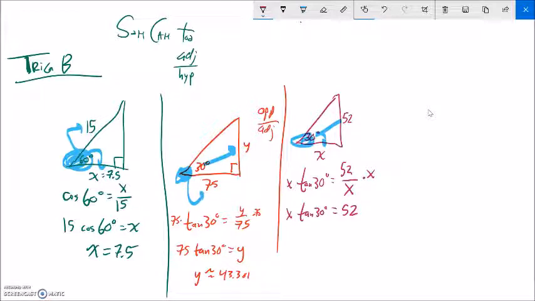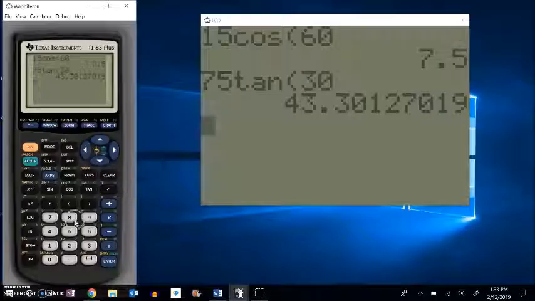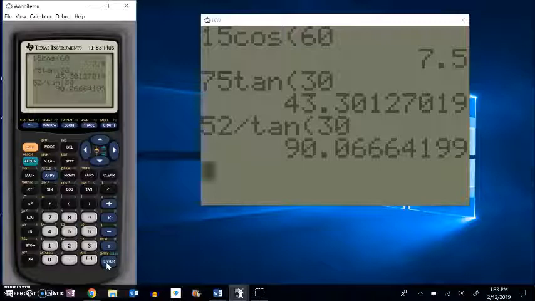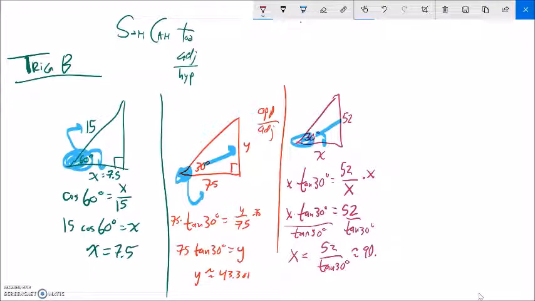And I still want to know what x is. And tangent of 30 is just a number. So how about I just divide by it to get x all alone? So I have x equals 52 divided by tangent of 30 degrees. I'm going to shove that in my calculator. 52 divided by tangent of 30. About 90.067.